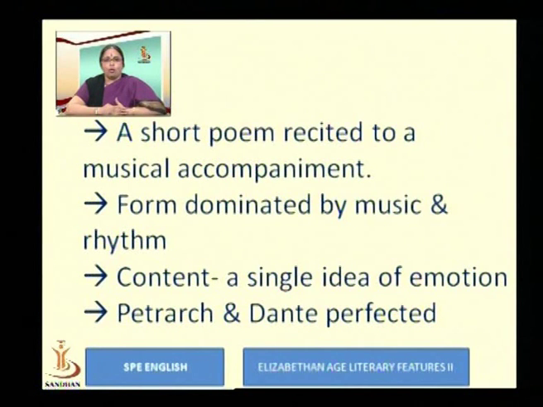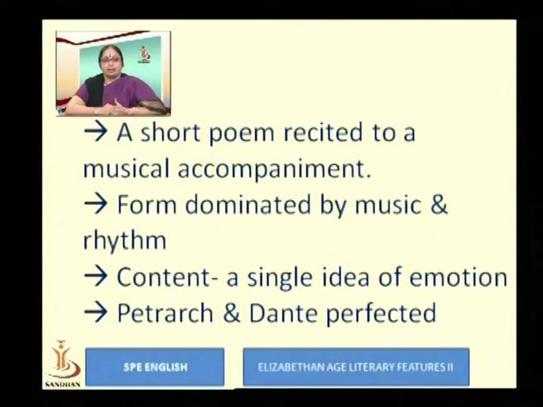This sonnet form was dominated by music and rhythm. Therefore, there is a lot of lyrical quality in these sonnets. What is the content of a sonnet? The content of a sonnet had a lot of emotions and feelings which were expressed through these sonnets. But there was only one single idea of emotion which was expressed in one particular sonnet.